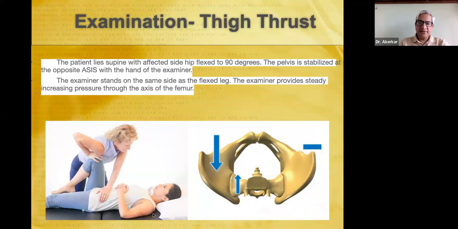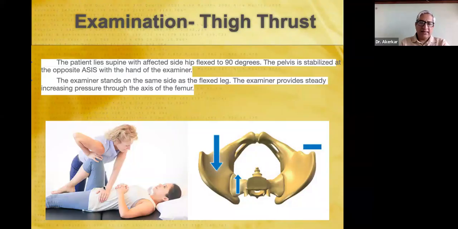Second, thigh thrust. Patient lies supine. The affected side hip is flexed to 90 degrees. Pelvis is stabilized by placing a hand on the opposite ASIS. The examiner stands on the same side as the flexed leg and provides steady pressure through the axis of the femur. This also can elicit pain.